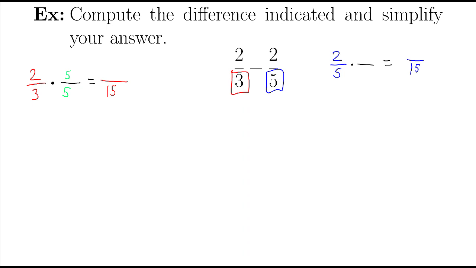All right, so 2 times 5 is 10. So 10/15. And think about that for a second. 10/15, if you were to reduce that, you can divide the top and the bottom by 5, and that would give you 2/3. Okay? So we're good.